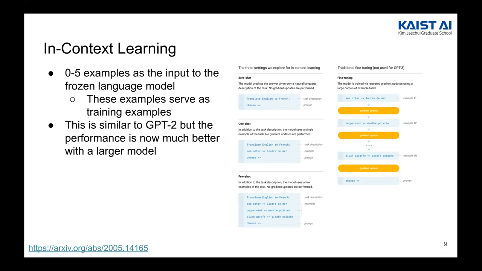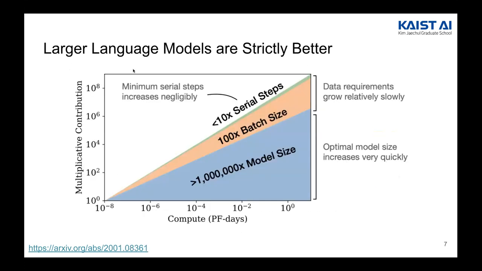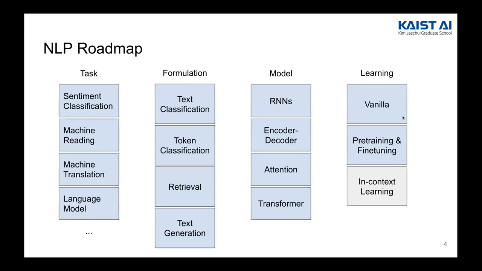But the more important message, I think, is the fact that they can do much better with a large model. This is not super new with respect to GPT-2, but they're extending this as much as they could. And they were showing that 0 to 5 examples as the input to the frozen language model can serve as training examples. And that's basically the last topic of this roadmap. Vanilla is that you basically do MLE, maximum likelihood estimation. Pre-training and fine-tuning is basically transfer learning. And we have in-context learning, where the language model is frozen, and we feed in the examples through the input, not through gradient flow or a gradient-based method.